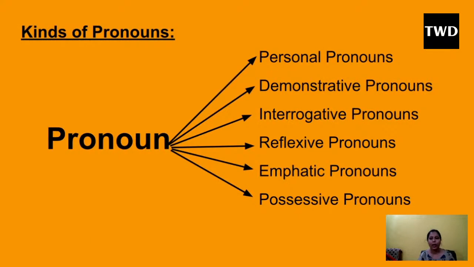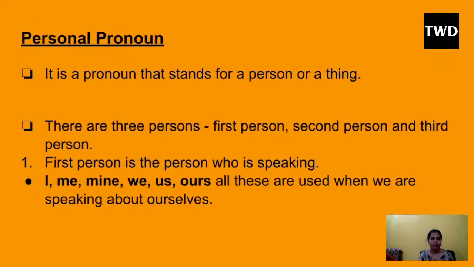Moving forward, we are going to understand these types of pronouns: personal pronoun, demonstrative pronoun, interrogative pronoun, reflexive pronoun, emphatic pronoun, and possessive pronoun. Among all these, personal pronouns are the most important for us to understand. A personal pronoun is a pronoun that stands for a person or a thing. There are three persons: first person, second person, and third person.